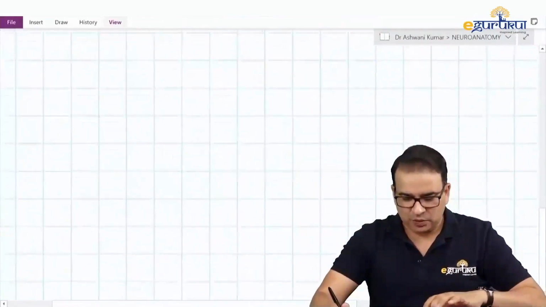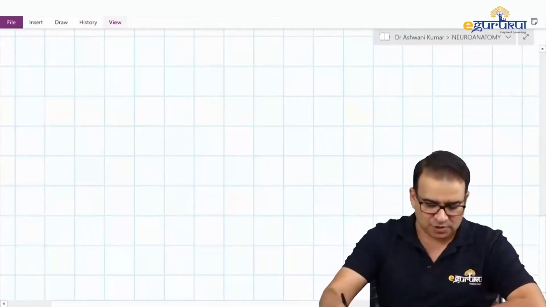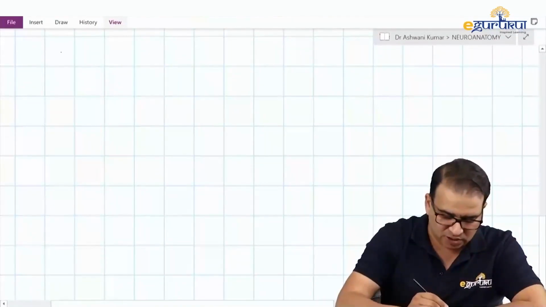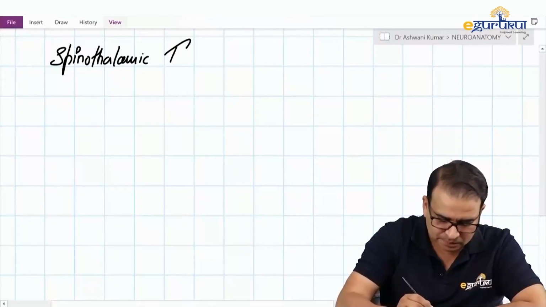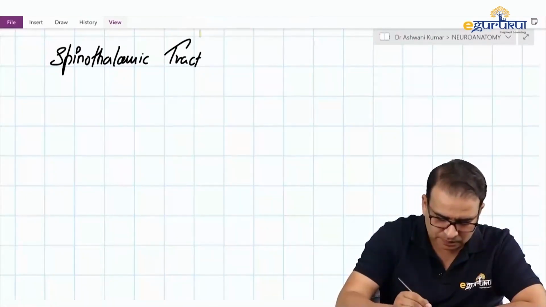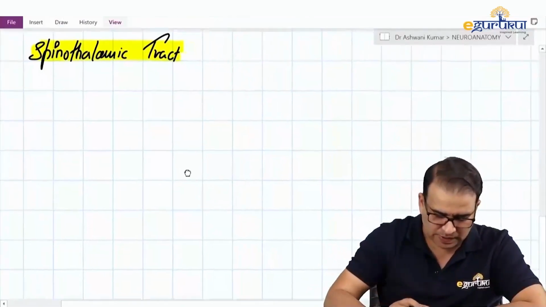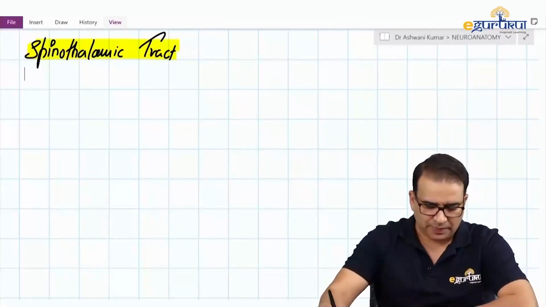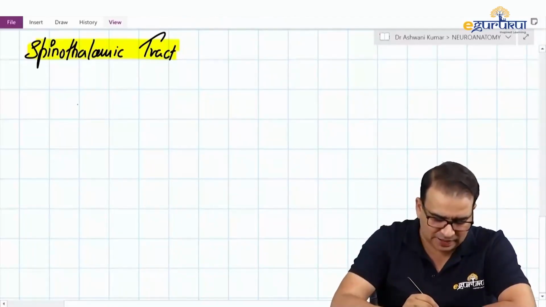So in that sequence, we have three tracts: dorsal column, spinocerebellar, and spinothalamic. I want to start the discussion with the spinothalamic tract first. Spinothalamic tract. Okay. Now, for any tract which is going toward the cerebrum, the highest center here is the cerebral cortex.